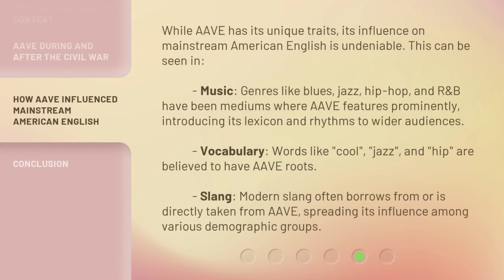While AAVE has its unique traits, its influence on mainstream American English is undeniable. This can be seen in music. Genres like blues, jazz, hip-hop, and R&B have been mediums where AAVE features prominently, introducing its lexicon and rhythms to wider audiences. Vocabulary: words like cool, jazz, and hip are believed to have AAVE roots. Slang: modern slang often borrows from or is directly taken from AAVE, spreading its influence among various demographic groups.